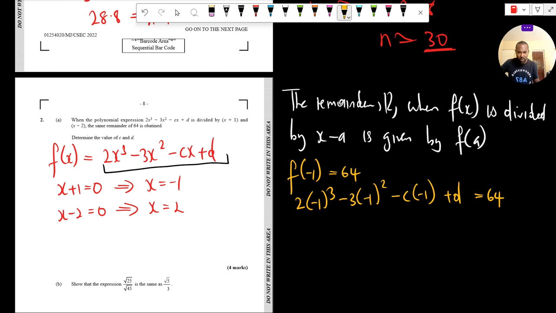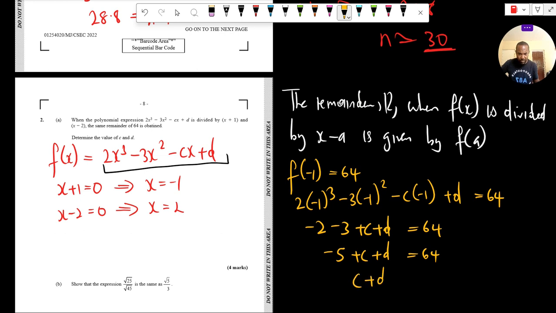Now negative 1 cubed, that is negative 1. Negative 1 times 2, that's negative 2. Negative 1 squared is 1. 1 times negative 3, that's negative 3. Then minus c times negative 1 is plus c. And we have plus d is equal to 64. And so we have minus 5 plus c plus d is equal to 64.